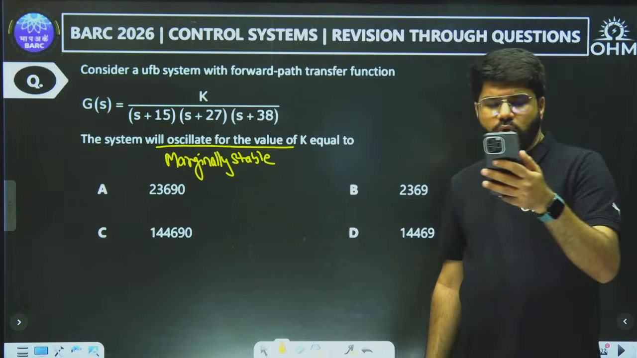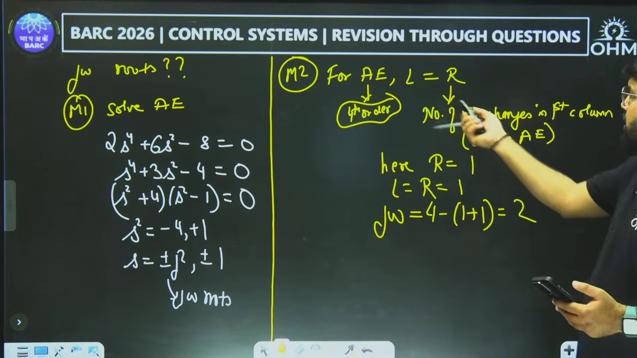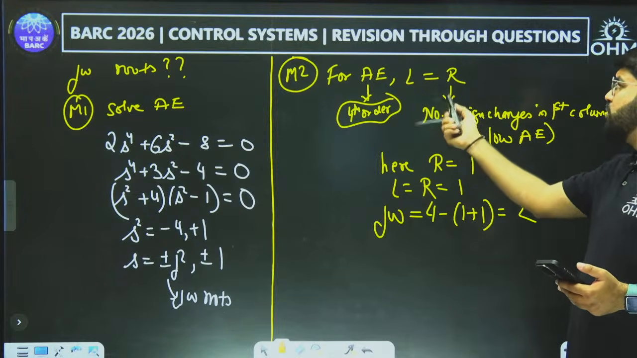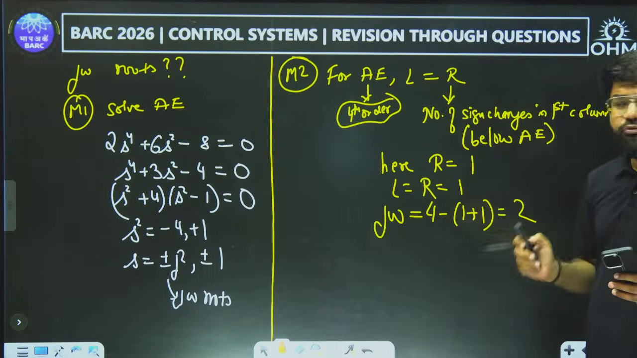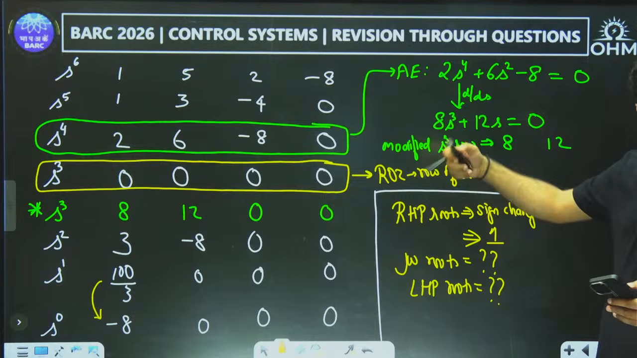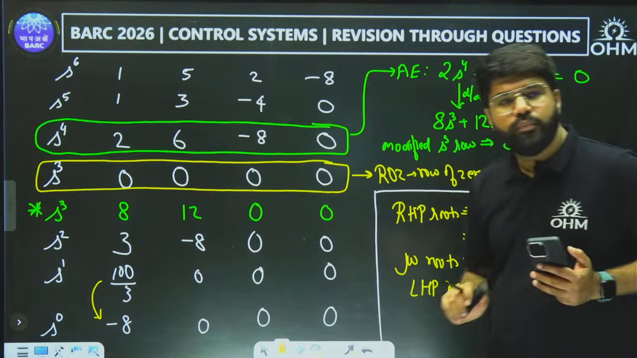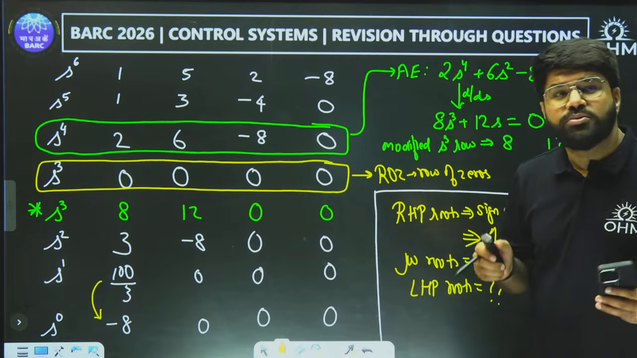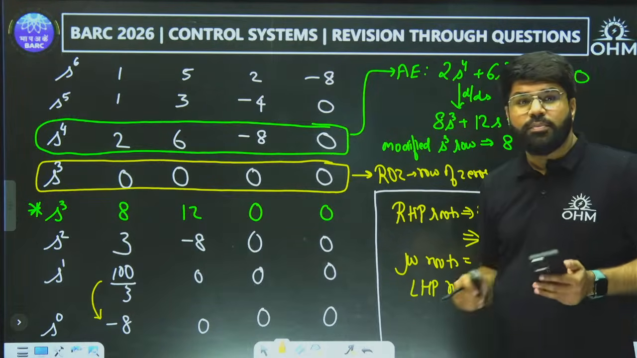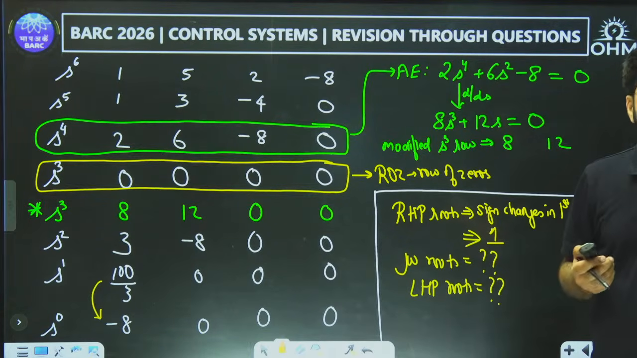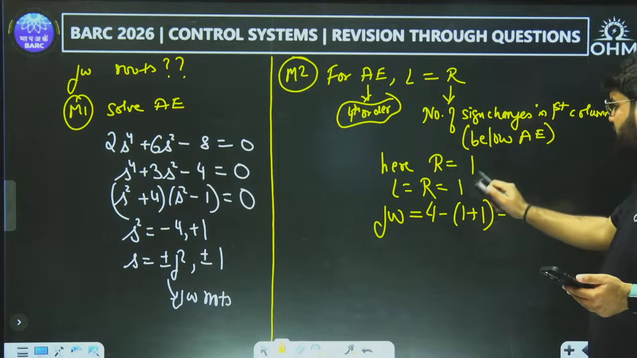Here I am finding the number of RHP roots of the auxiliary equation. That is why the sign changes are to be seen below the auxiliary equation. If you are finding the total number of RHP roots for the given question, then you have to see the overall sign changes from top to bottom. Then why am I analyzing the auxiliary equation separately? Just to know whether there are j omega roots. So what did I get to know? Two j omega roots, one LHP, one RHP.